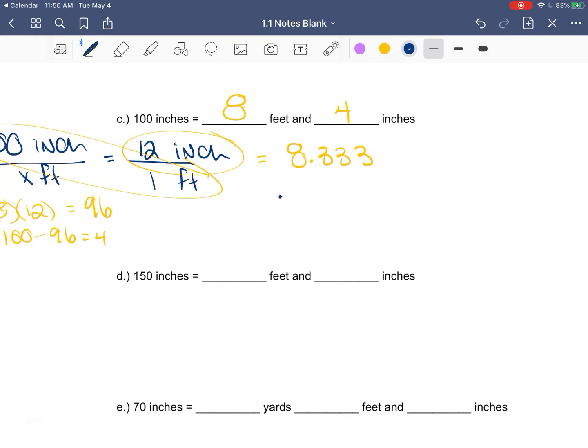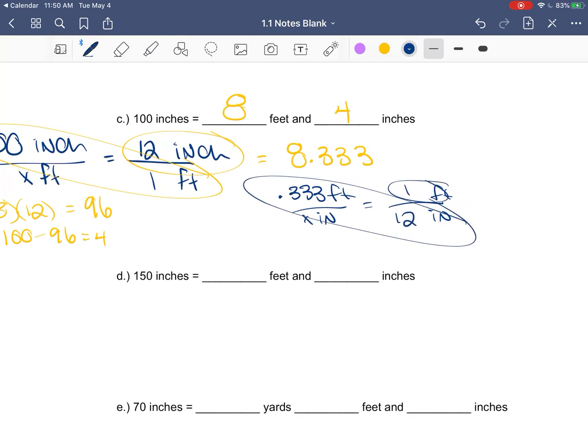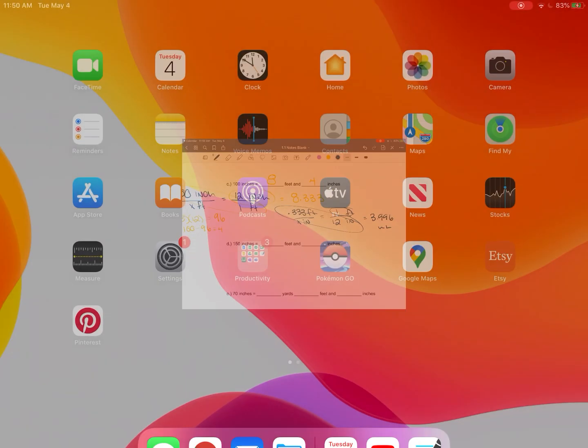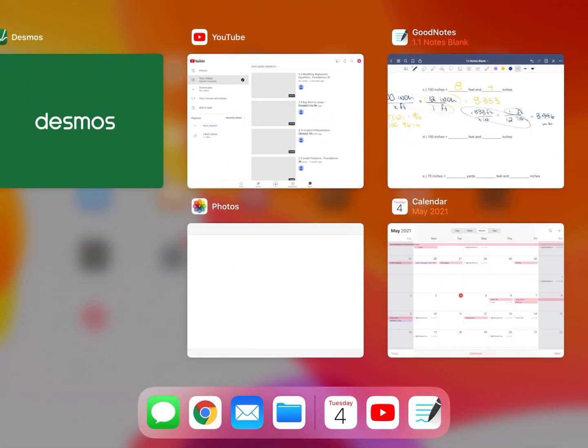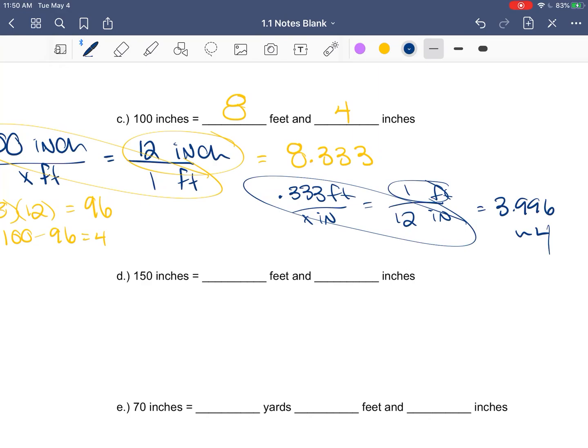Again, the other way you could do it is 0.333 feet. How many inches is that? When my units match up, I know that there's 12 inches in 1 foot. Multiply the pair, divide by the spare. 0.333 times 12 is 3.996. That's basically 4. Oh, surprise. Basically 4.